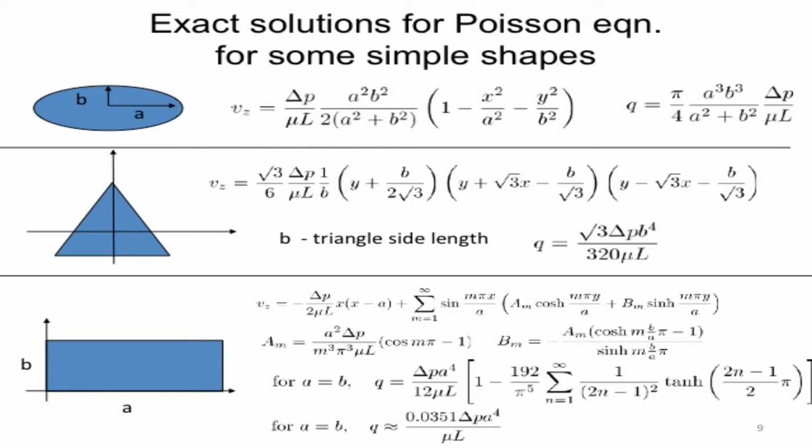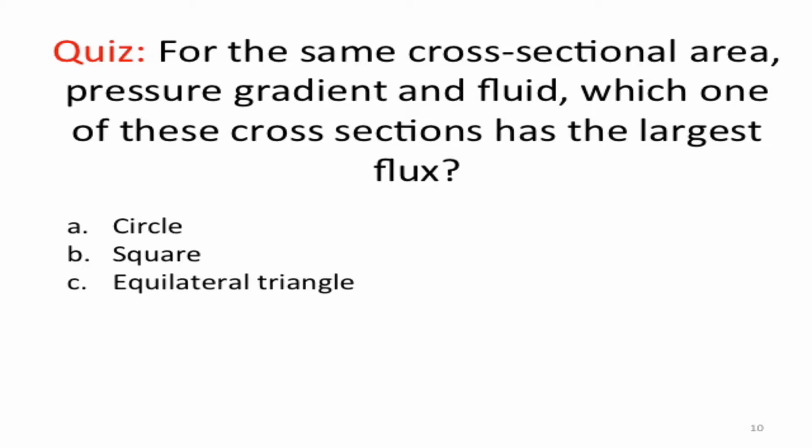Now, quiz time. For the same cross-sectional area, pressure gradient and fluid, which one of these cross sections has the largest flux? Circle, square, or equilateral triangle?